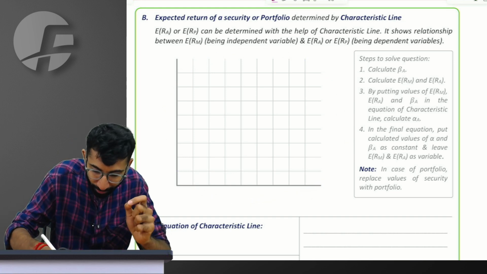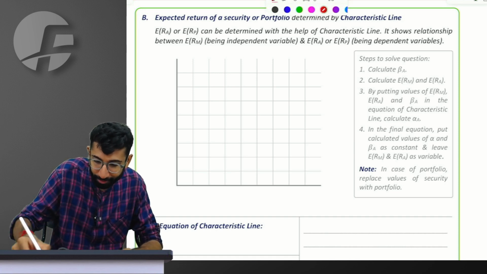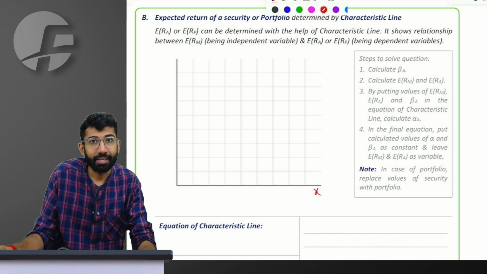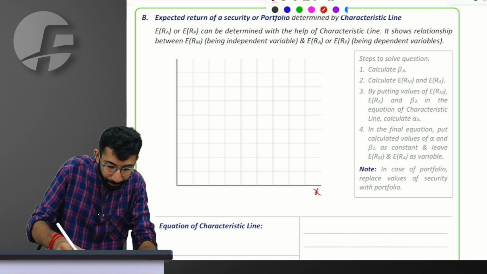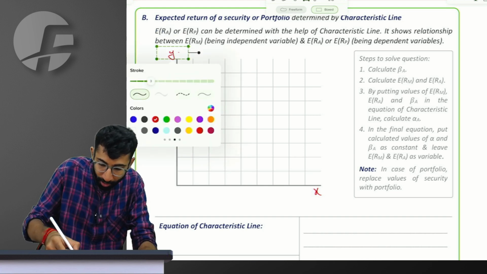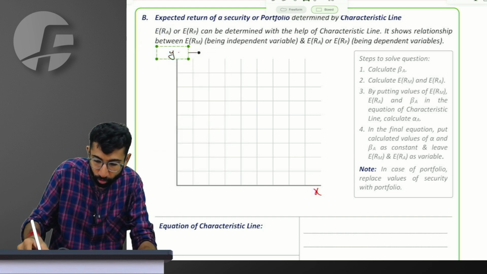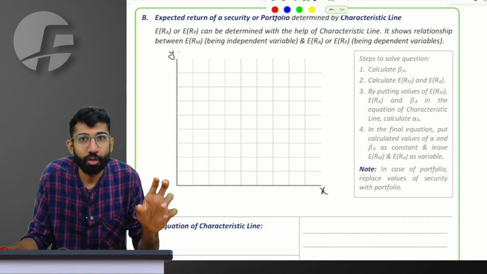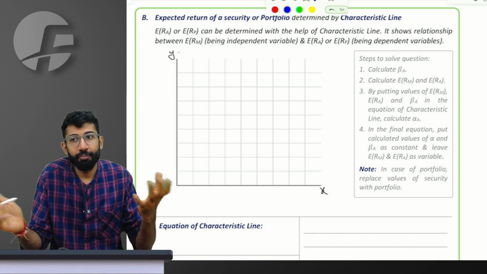How many of you remember I have explained it to you? People in the class, x-axis is the independent axis and y is dependent. So among the security and market, who's dependent on whom? Between the security and market, which one is independent and which one is dependent?